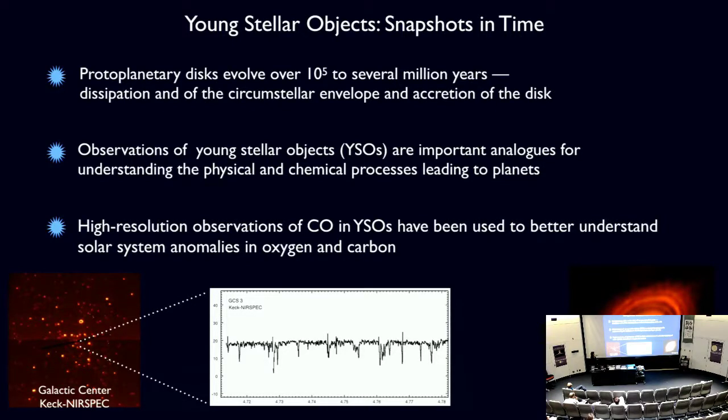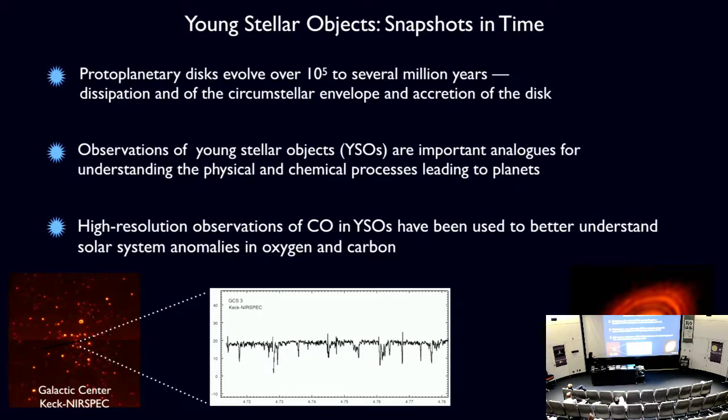The nice thing about CO is that we get high-resolution observations, and these have been used to understand solar system anomalies. And in order to understand solar system anomalies, we need this high resolution because we're comparing the data to meteorites, which are at very high resolution. A lot of you work on meteorites, and so the precision on mass spectrometers is orders of magnitude higher than what we get with telescopes. And so we need the highest resolution we can to really get precision in the data.